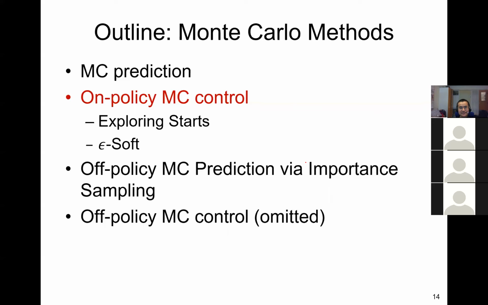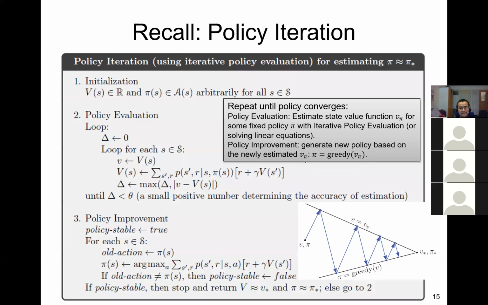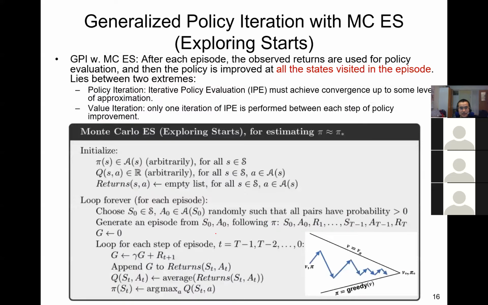So that's for MC for prediction. For MC for control, this is the previous slide on policy iteration, where you have policy evaluation followed by policy improvement. Now with MC exploring start, you can do generalized policy iteration. After every episode, the observed returns are used for policy evaluation. And then the policy is improved at all the states visited in the episode.